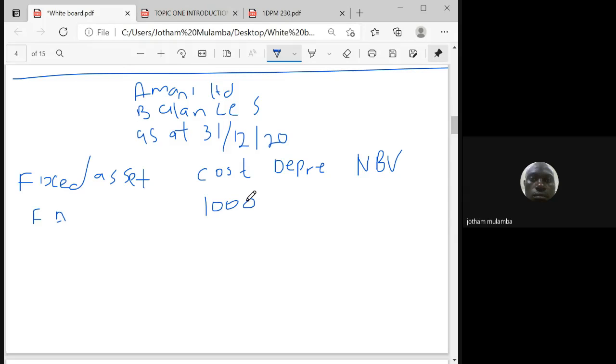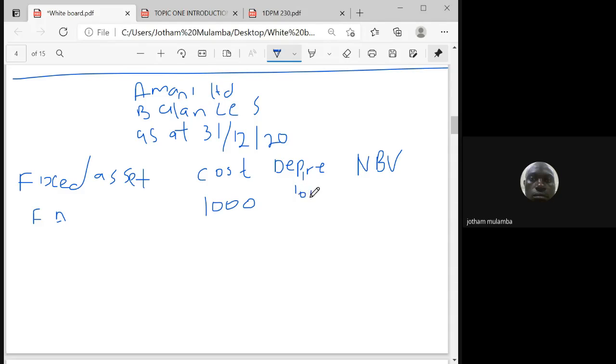Have you been given any information about depreciation? Have you seen any information pertaining to depreciation of that fixed asset? Yes. What is the information? Depreciation on fixed assets is 10% per annum on cost. On cost. So that means as we compute depreciation, we only need 10% of 1,000. How much is 10% of 1,000? 100. So you record here 100.